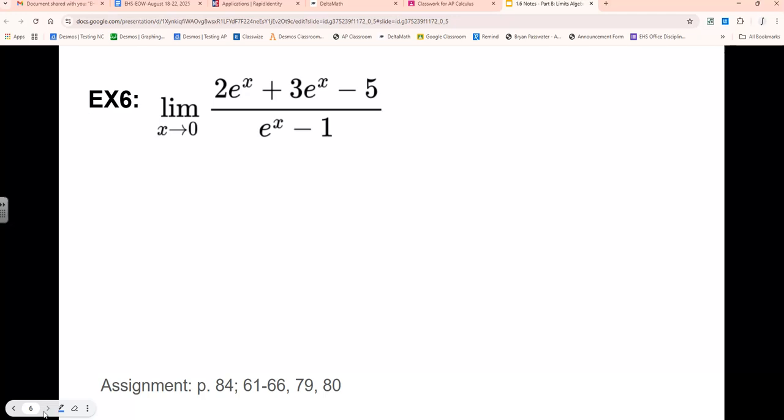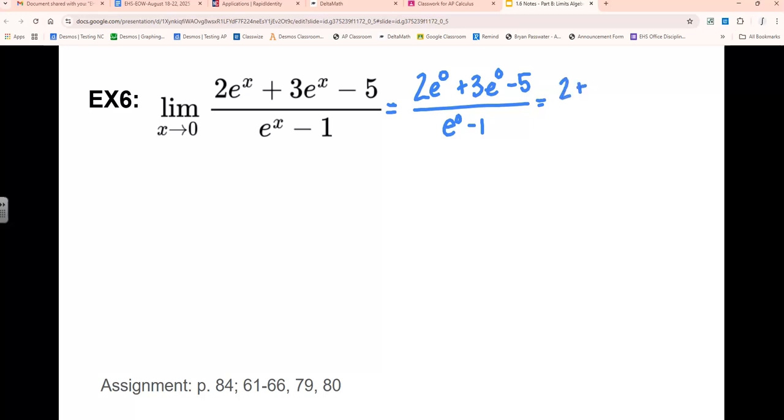If I do direct substitution on this one, I would have 2e to the 0 plus 3e to the 0 minus 5 over e to the 0 minus 1. And e to the 0 is just 1. So I've got 2 times 1, which is 2, 3 times 1, which is 3, minus 5. And 1 minus 1. And that, in fact, is going to give me 0 over 0.